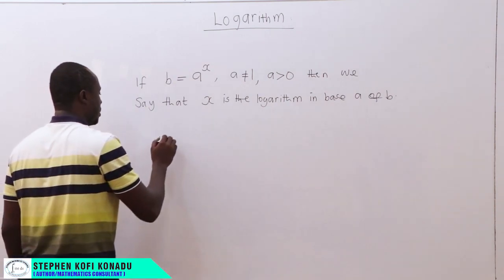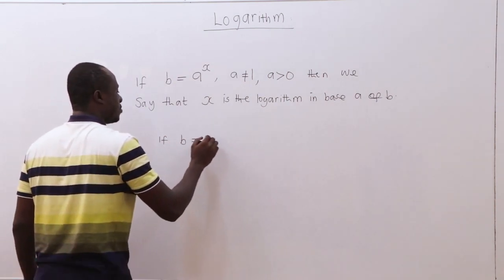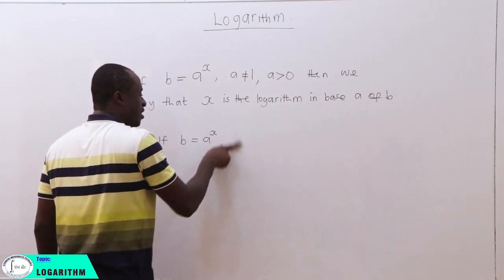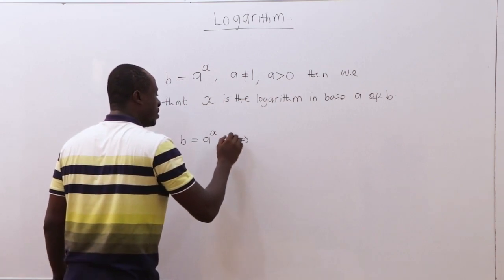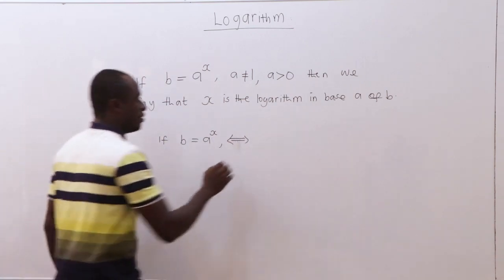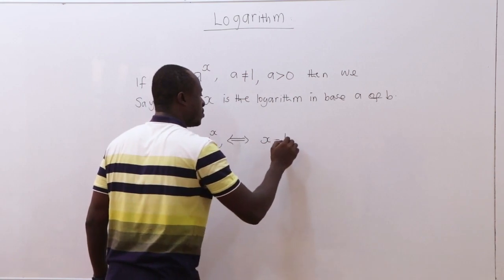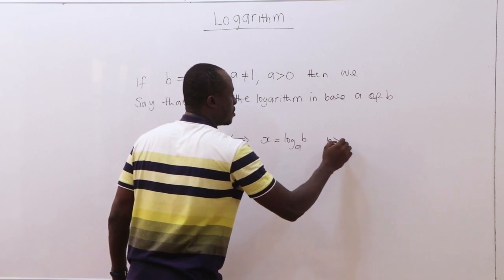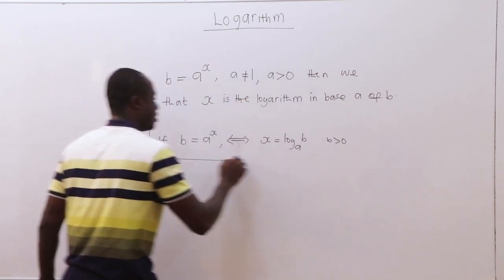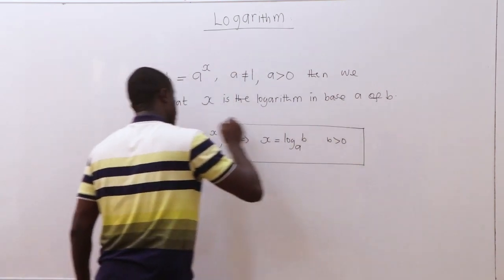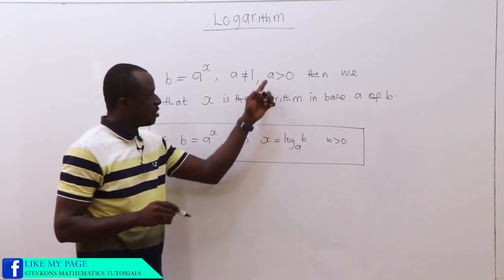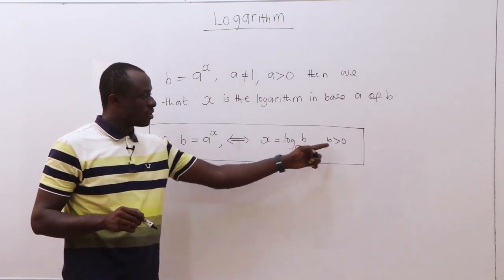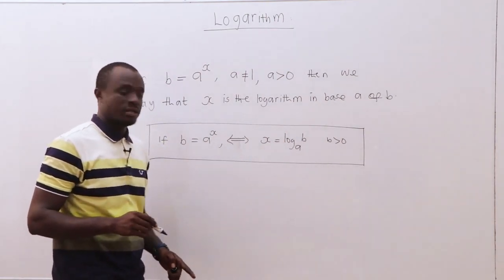Mathematically, all that we are saying is that if b is equal to a to the power x, then this, if and only if, this symbol means if and only if, x is equal to log a of b. And here a is strictly greater than 0, so a cannot also be equal to 1. b is also strictly greater than 0.